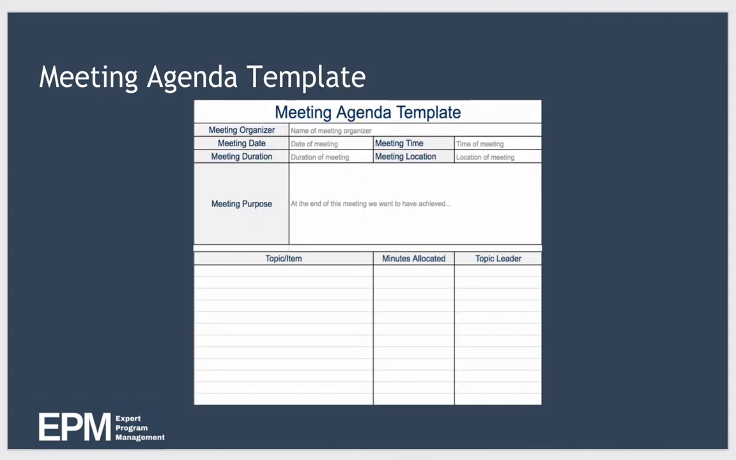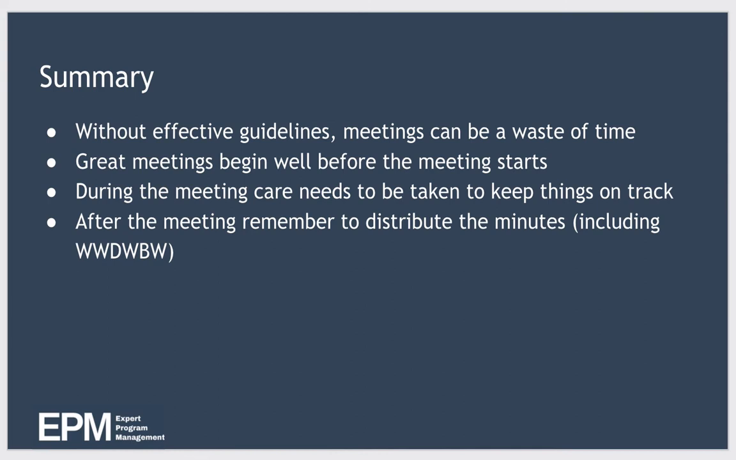Now, I've created this really simple meeting agenda template that you're welcome to copy and use for your own meetings, but the only real bits to pay attention to are at the top. We simply say where and when the meeting is going to take place. The meeting purpose, which is about starting with the end in mind. And then all you need is to list the agenda, which is what's the topic, how long you're going to spend discussing it, and who's the leader for that topic.